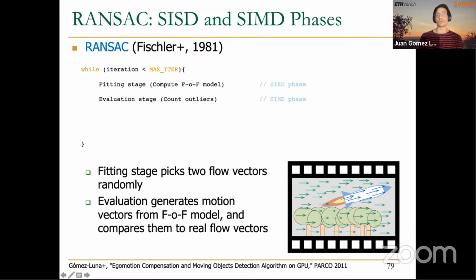And in the next step, what we do is evaluate how good this model is, right? We generate motion vectors from the model, and then we compare them to the real optical flow vectors.